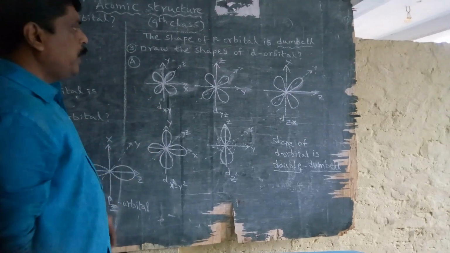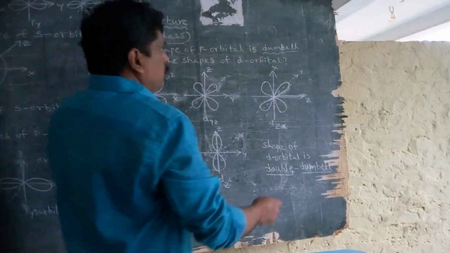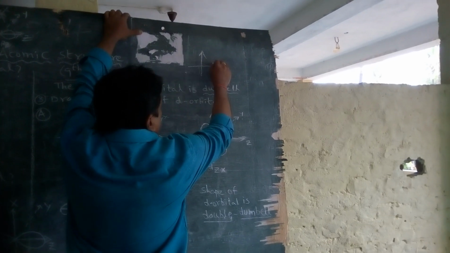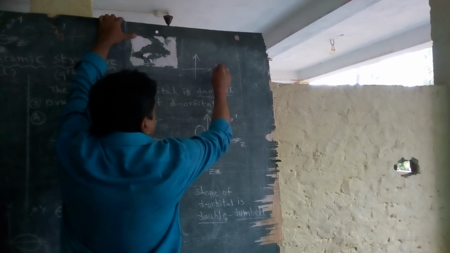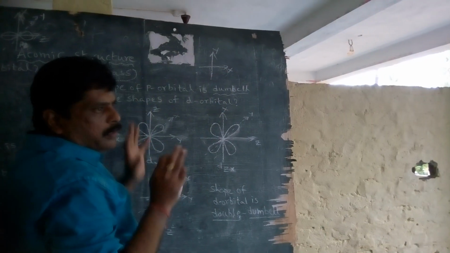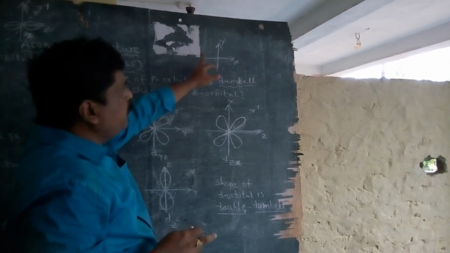I will explain how to draw these diagrams. Here I have to draw two axes, the x-axis and the y-axis. Do not draw the dumbbell on these axes.